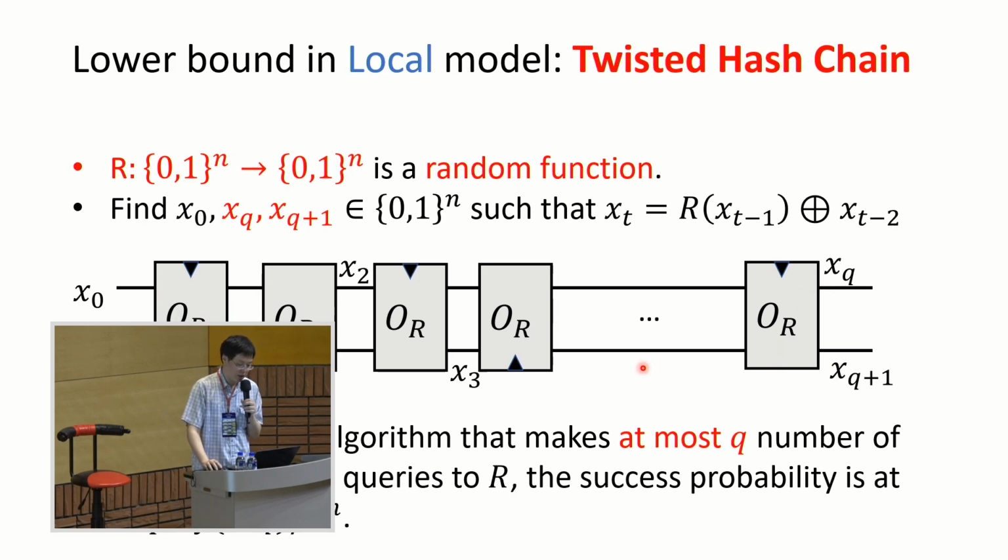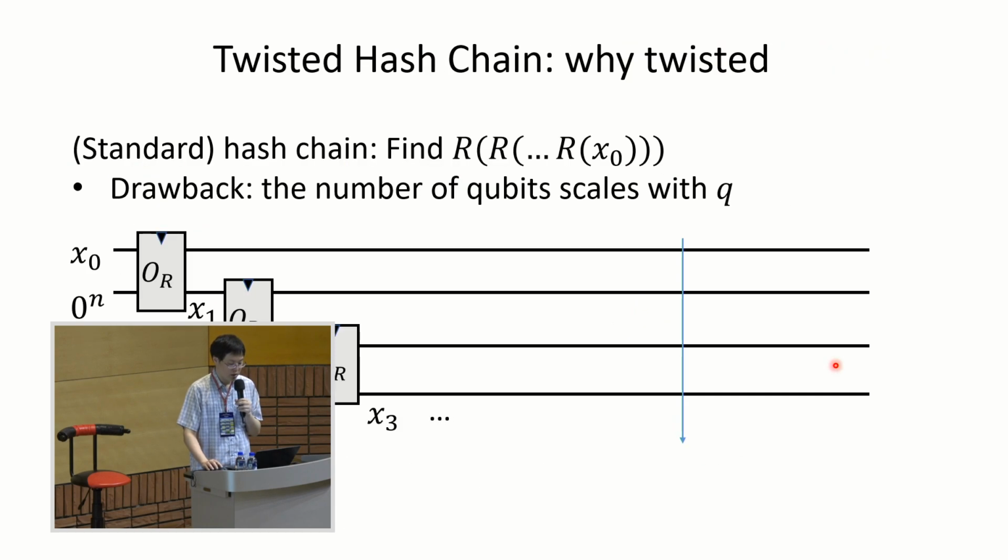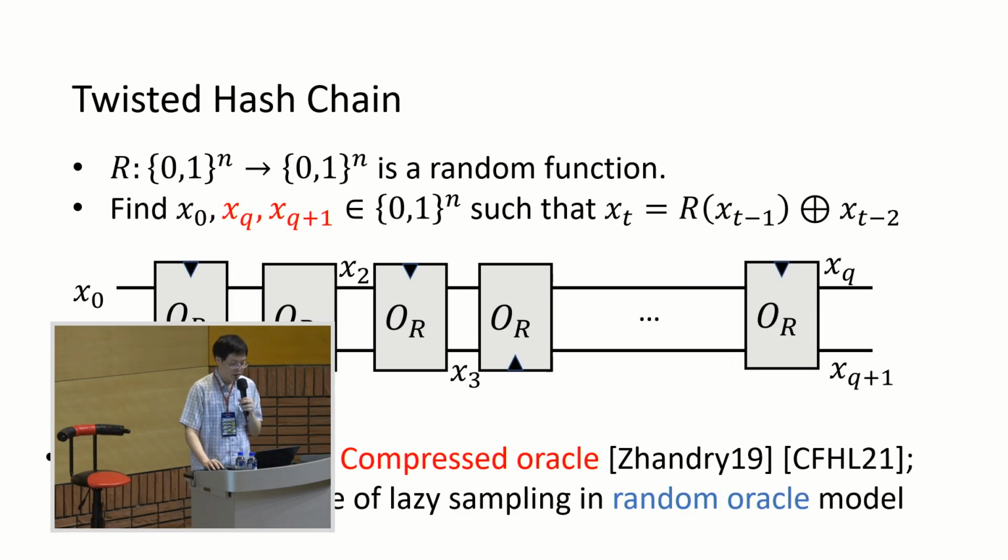And we do this t times. And one thing about why we need to do this twisted: if you think about a chain of H function, you kind of think you can just keep applying an H function on the input, but you will look at this, and the number of qubits will scale, and we will get worse parameters.